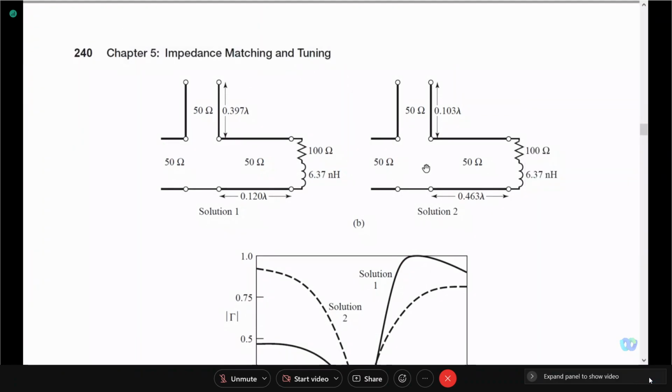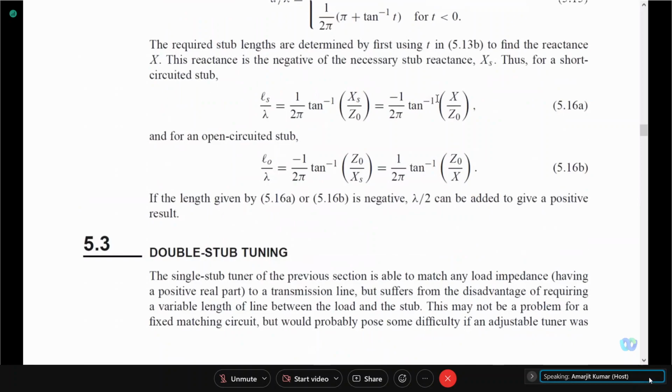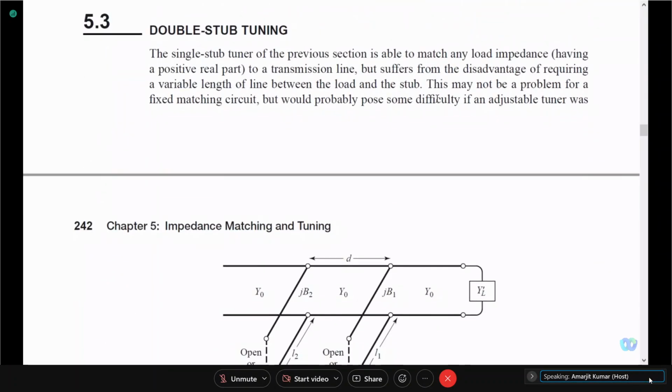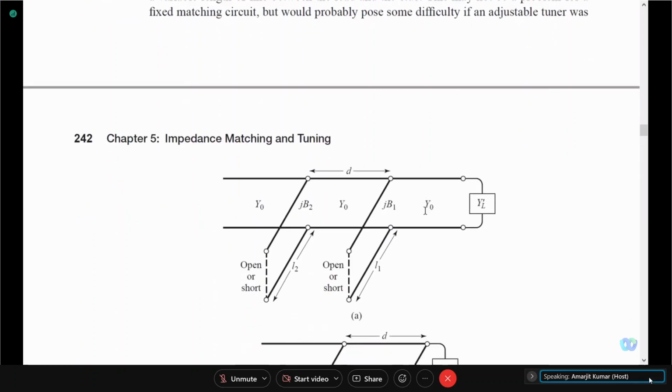But it is fixed because we have calculated a stub position and a stub length. Suppose we need an adjustable tuner where the distance between the two stubs is also adjustable. The distance between the two stubs is indicated here as D. Here is the stub position: first stub V1, second V2. The distance between them is D. Can we tune D, an adjustable tuner, which is the double stub tuner?